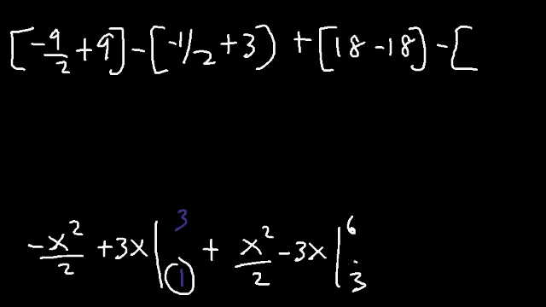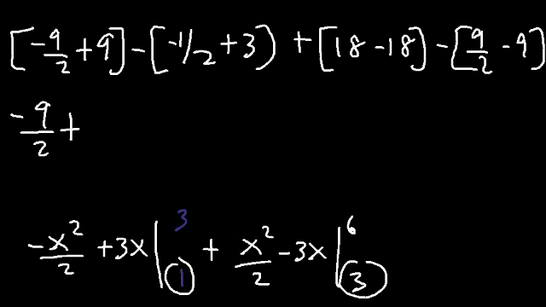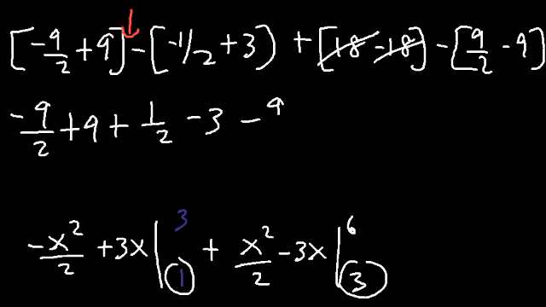Now if we plug in 3, 3 squared is 9, so we have 9 over 2, and 3 times 3 is also 9. So we have negative 9 over 2 plus 9. Let's distribute the negative sign. So it's going to be plus 1 over 2 minus 3. These two cancel. And then negative 9 over 2 plus 9.